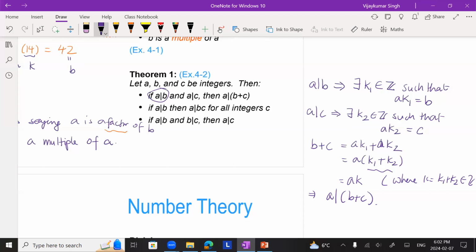So you have proved the first result: if A divides B and A divides C, then A divides B plus C. Does that make sense? So this is how you will go about proving it. No fraction writing, no bracket writing, nothing else. This is the way. Why?